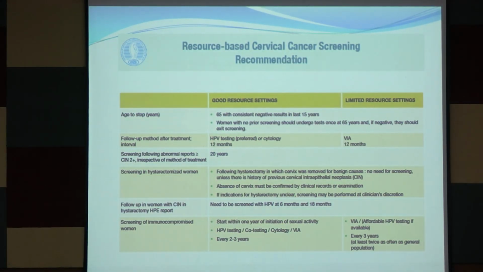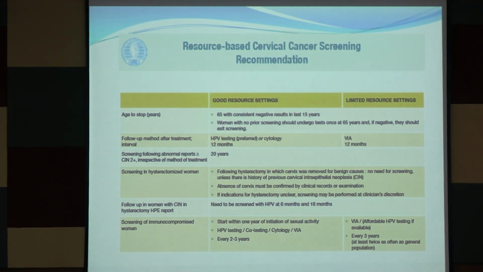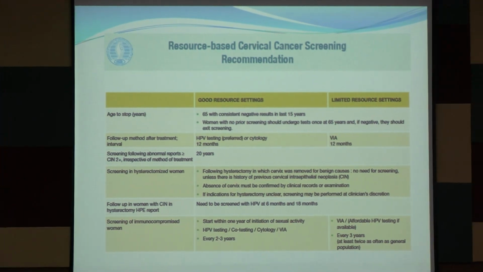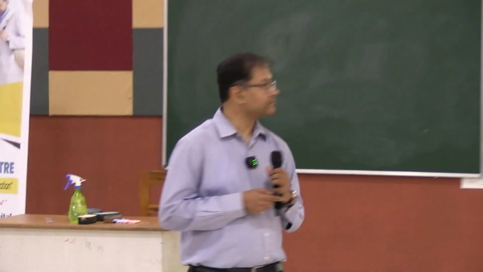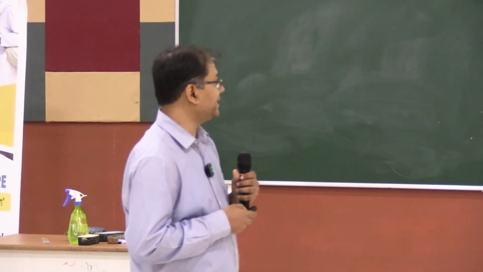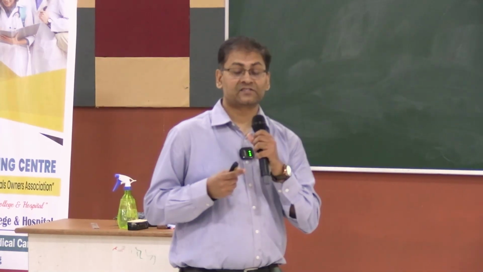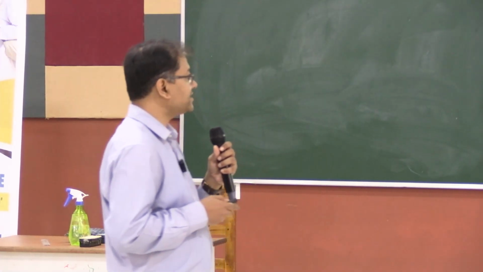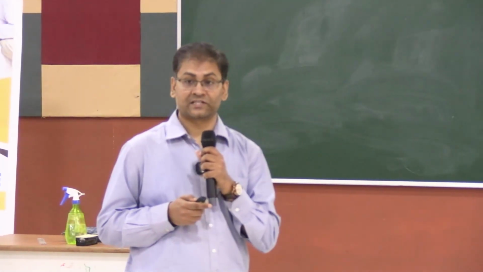What is the age group for screening? 25 to 65 is for which age group? For which modality of screening? 25 to 65? For pap smear and HPV testing. When somebody asks you about screening, first talk about HPV testing. Okay, pap smear is widespread, but HPV testing should be done. Whereas for VIA, the age group is 30 to 65 years.